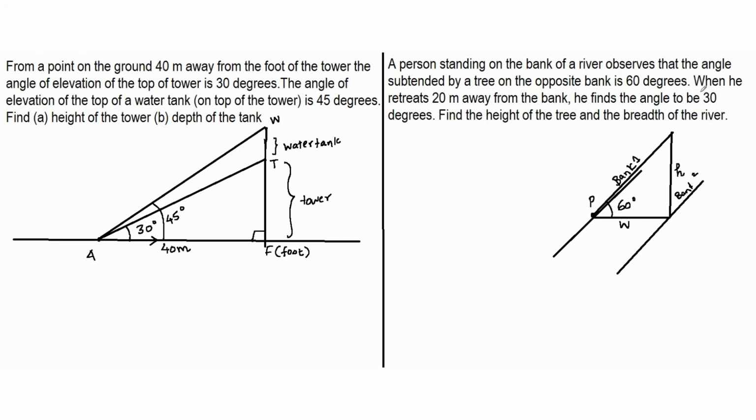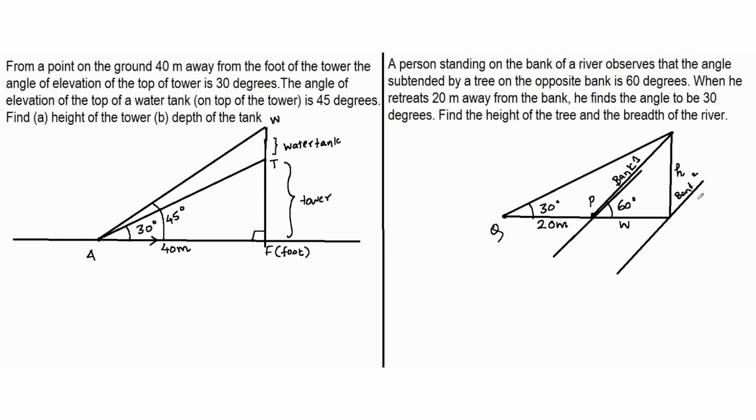Now let's read on. When he retreats 20 meters away from the bank. So retreats means he goes away from the bank, that is he comes back 20 meters away. So this length is 20 meters and this is the new point. When he retreats 20 meters away from the bank of the river, he finds the angle to be 30 degrees. So now he finds the angle of elevation to be 30 degrees. That is, this particular angle is therefore 30 degrees.